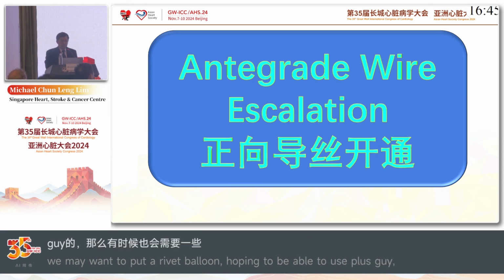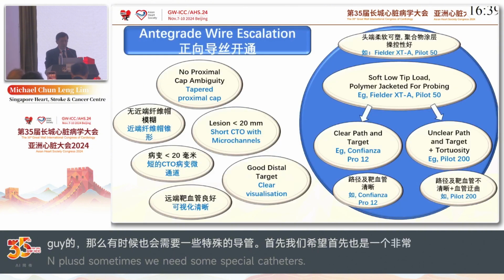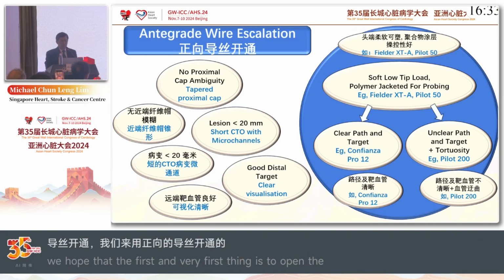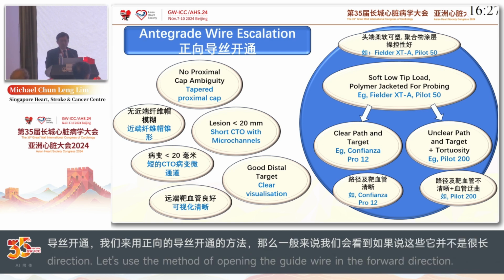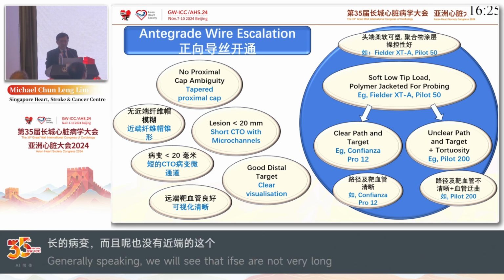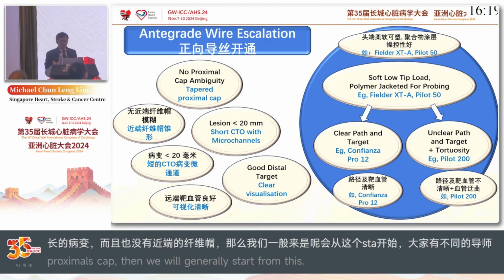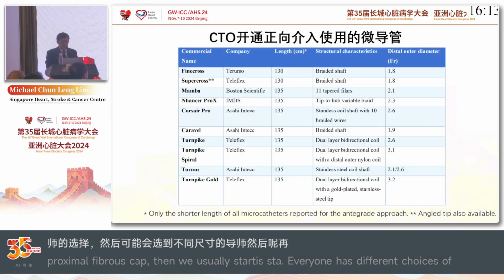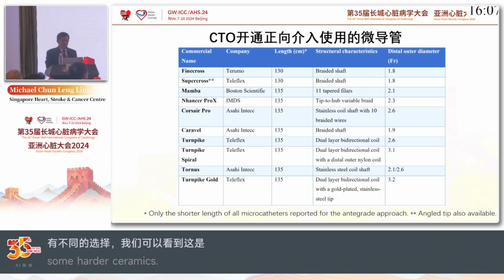So firstly, we will try, as always, if we think that we can do it antegradely, to use wire escalation. And generally, you would want to say that if the lesions are not long, no proximal cap ambiguity, and good distal targets, you generally want to do that. Typically, I would start with Fielder XTA, and then of course, different people have different choices. They may go up to medium load wires, and then finally use high load wires. But of course, everybody has a different technique. Typically I start with Fine Cross, but of course others may have their own choices as well.